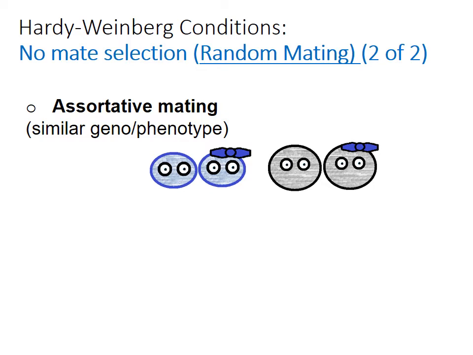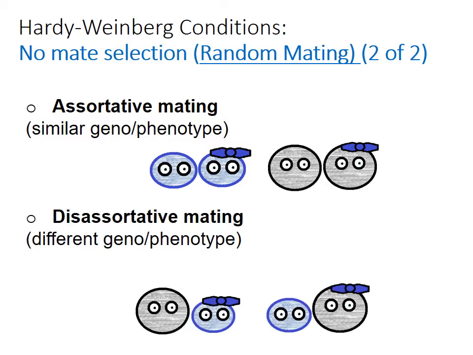Here's more examples of non-random mating. Assortative mating or disassortative mating are other examples. In assortative mating, organisms with similar genomes and phenotypes get together, and in disassortative mating, different genomes and phenotypes get together.